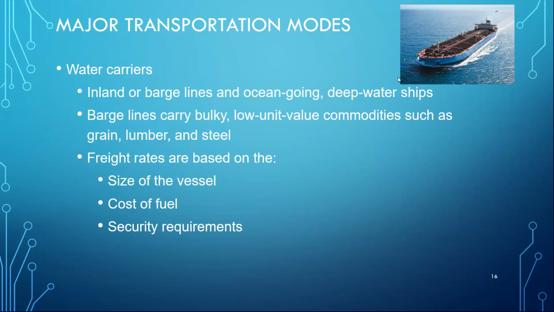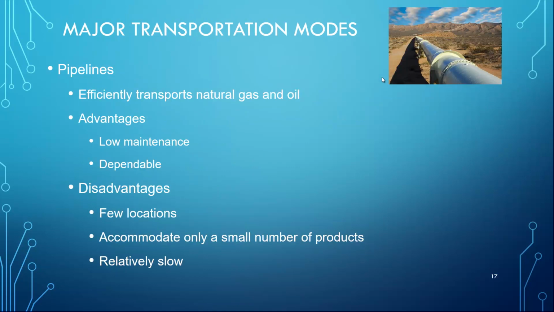Another transportation option is water carriers, such as inland or barge lines and deep water ships. Barge lines carry bulky, low unit value commodities such as grains, lumber, and steel. Freight rates are based on the size of the vessel, cost of the fuel, and security requirements.